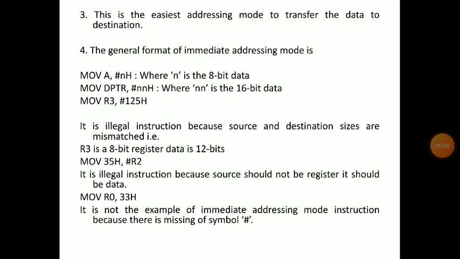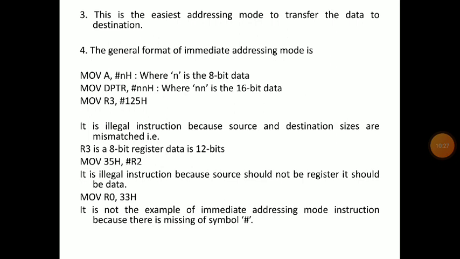Hash should be followed by a constant only, whereas r2 is not a constant, it is a register. And the source and destination register sizes should match. So the move 35h comma hash r2 instruction is an illegal instruction because the source should not be a register, it should be data.